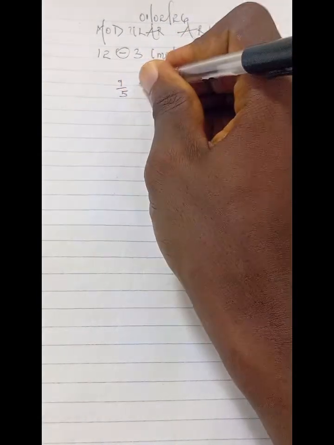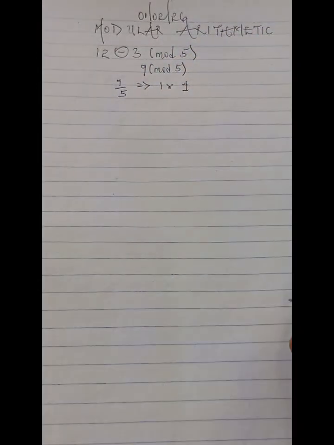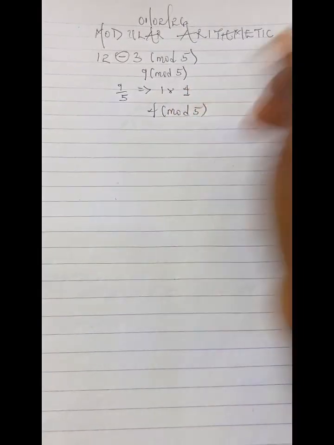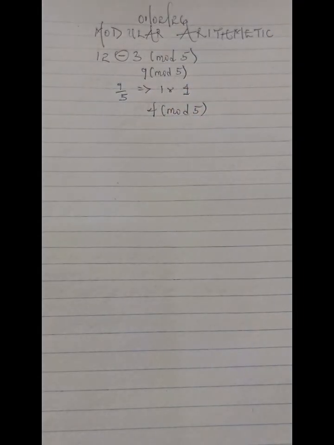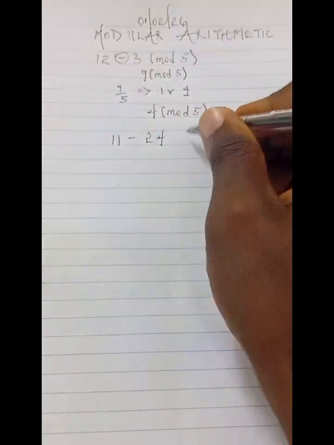So what we'll simply do is we just check 9 divided by 5. That is going to give us 1 remainder 4. So this 4 here becomes our answer. So our answer becomes 4 mod 5, and that is the answer to the first one. Very simple.